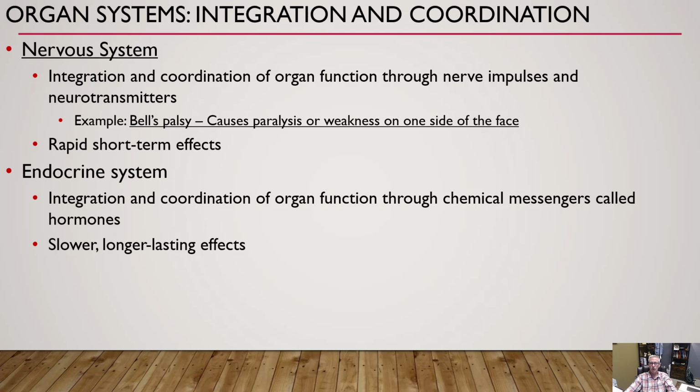We have a disease called Bell's palsy, which is a nervous system disorder that causes paralysis or weakness on one side of the face that can mimic a stroke. You might see some facial drooping. We'll go over the endocrine system next semester.